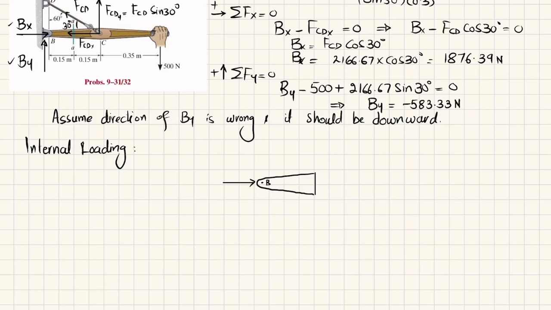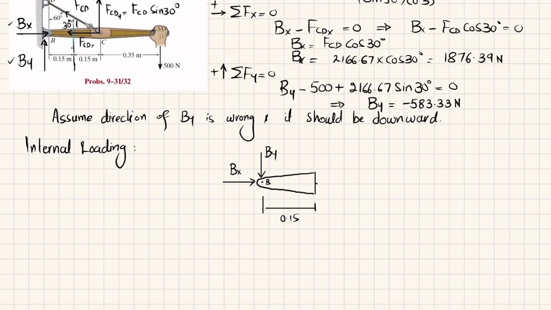So we have Bx in this direction, and By is in the downward direction because we have found out that it should be downward. The distance from point B to section AA is 0.15, as you can see over here. When you section it, you will have a normal force at this point, opposite to Bx, a shear force acting upward, and a moment in the clockwise direction. So we'll find this V, M, and N by using the equations of equilibrium.